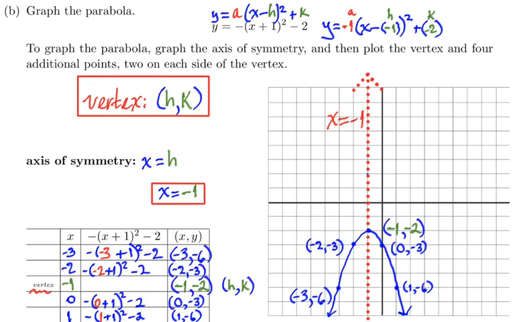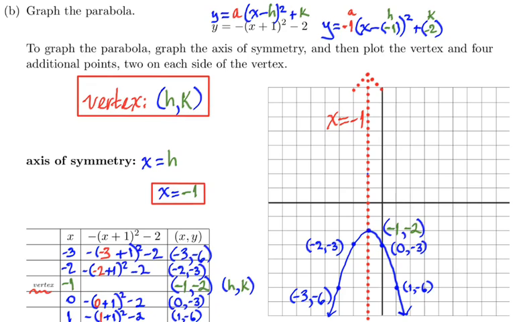Okay, so that's how to use an equation that's already given to you in vertex form to sketch the graph of the parabola. You can get the vertex, which is h, k, the ordered pair h, k. You can get the axis of symmetry. The equation of the axis of symmetry is x equals h. And then just plug in a few other points on either side of the vertex and you get a nice smooth curve.